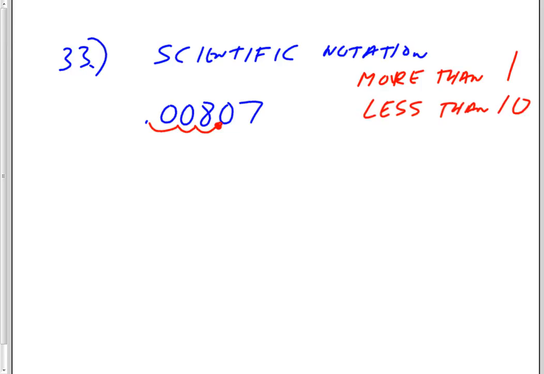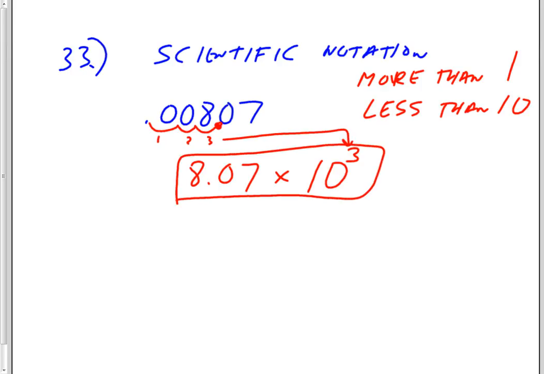So if I moved it one more place, I'd end up with 80. I don't want 80. If I had one less, then it would be 0.8, and that would be less than 1. So that's good, 8.07. It's always to the 10 to some power. How many times did we move the decimal? We moved it 1, 2, 3 times. That goes here. You write down whatever you end up with, 8.07, times 10 to how many places you moved it.